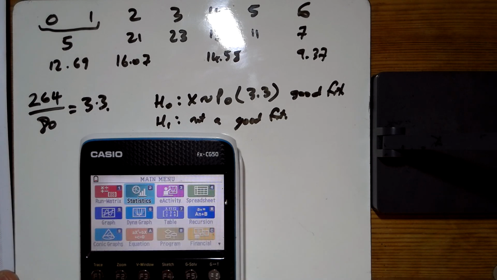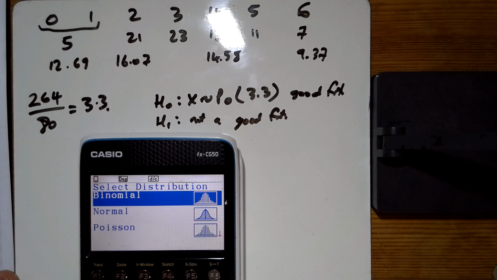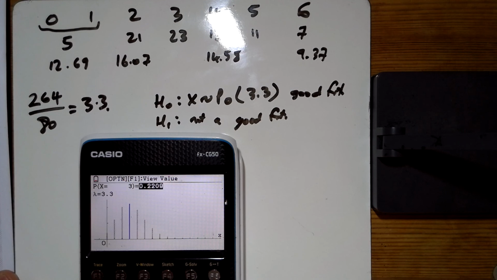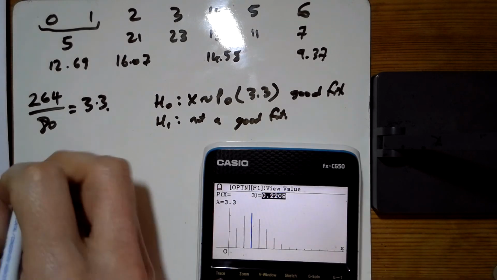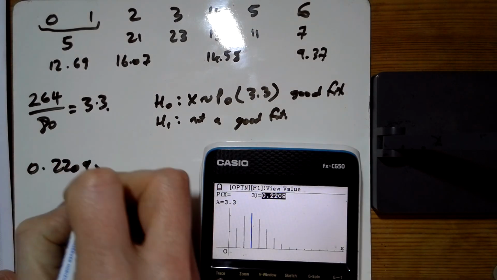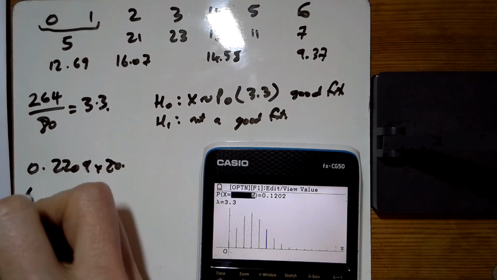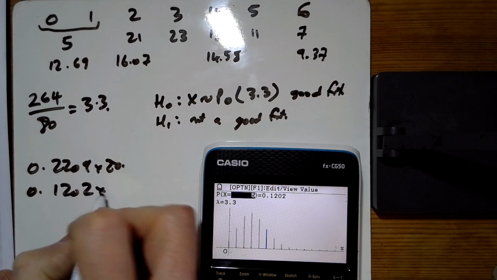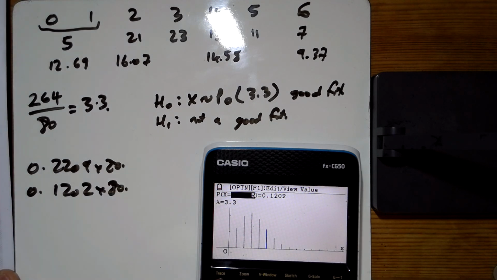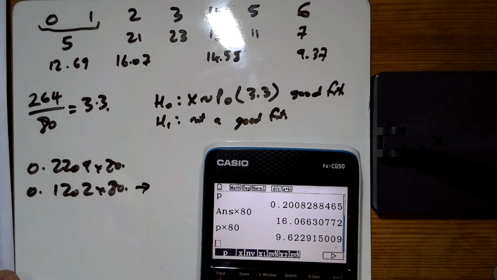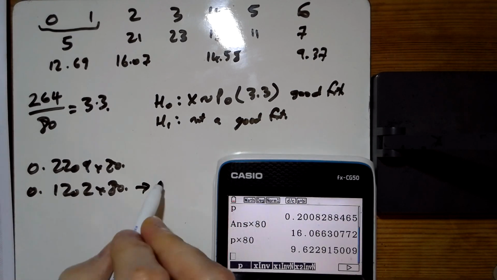So let's go back and do that again. Distribution menu, Poisson. This time I wanted to go for 3. And so that is 0.2209. I'm going to write that one down. 0.2209 times by 80. And the other one I've got to do is for 5, isn't it? And that's 0.1202 times by 80. So menu 1, variable statistics, result, distribution, P, times by 80. So that one there gives us 9.62.